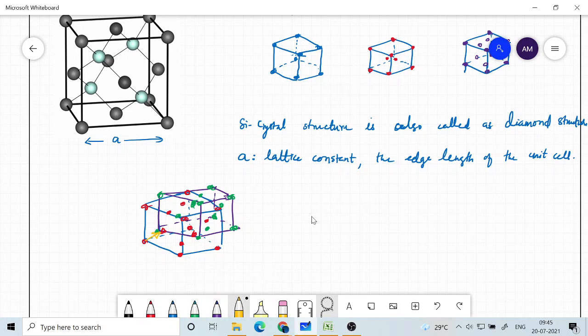Now what I am saying is that they are displaced by a distance. The origin of the first lattice and the origin of the second lattice are displaced by a vector, which is basically a by 4, a by 4, a by 4. These are the coordinates in x, y and z directions. So this side is A.